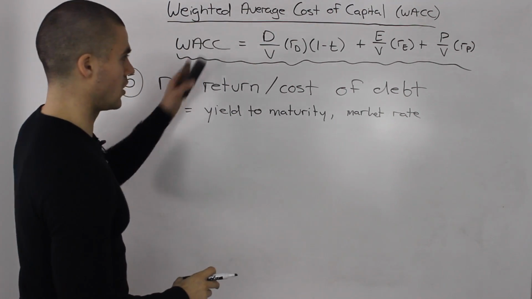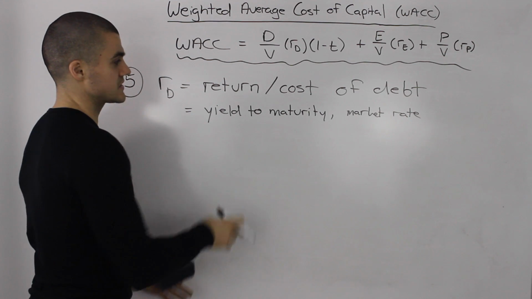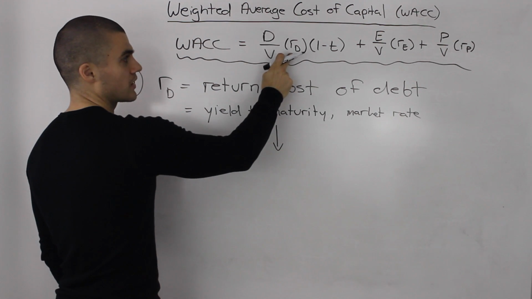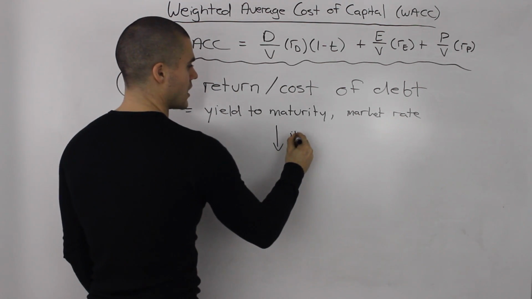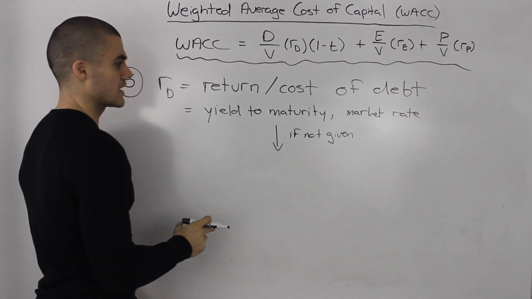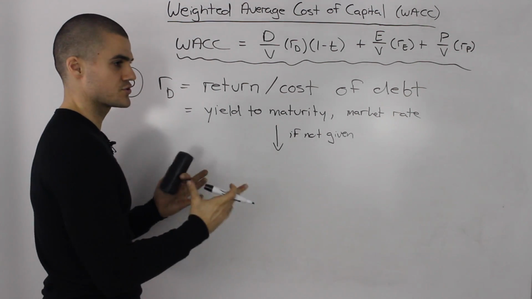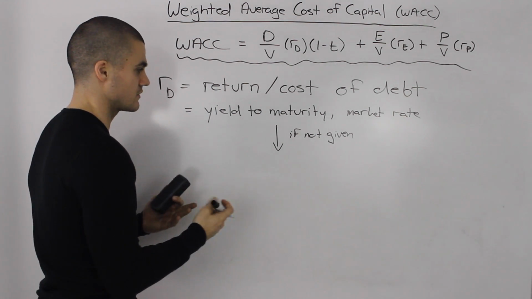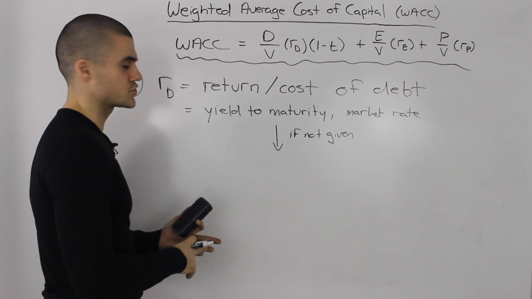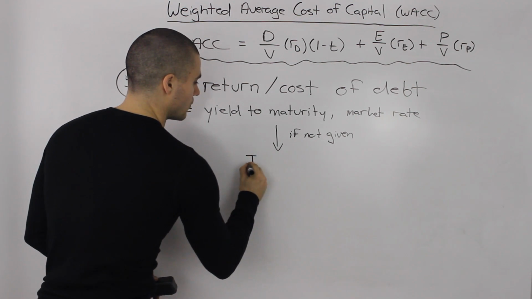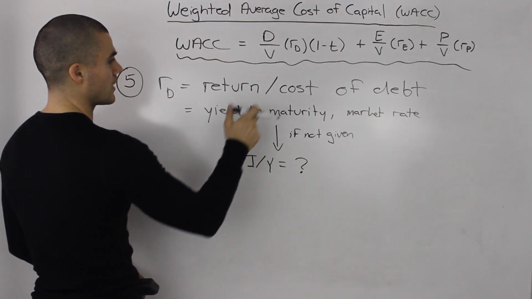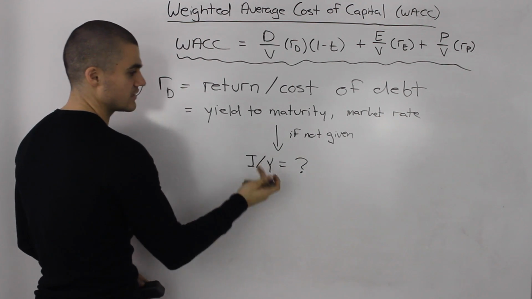So it could be called a bunch of different things, and sometimes it's given and sometimes it's not, right? So if it is given, it's easy. We just plug it into the formula here. However, if it's not given, we're going to have to calculate it using the characteristics of bonds. Usually the question will give you the characteristics of the bonds that the company issued. So the coupon, the maturity, the price, etc. So what we're going to be finding is the I/Y, right? That's going to be your RD. That's the yield to maturity.